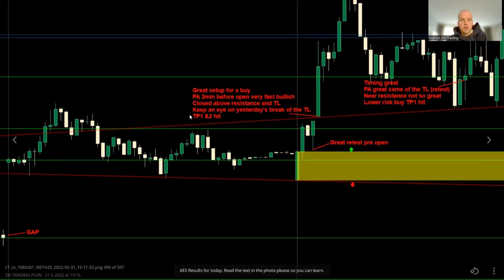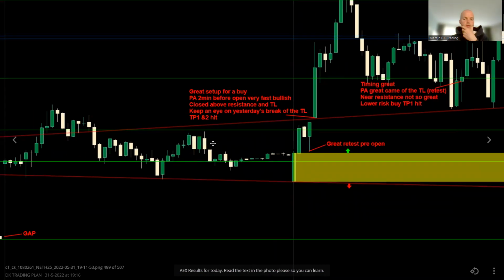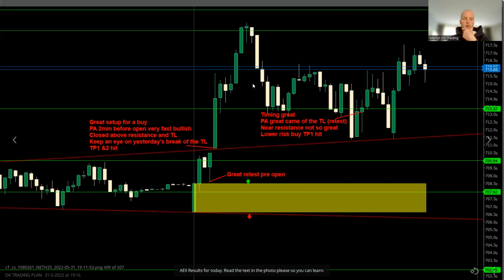Keep an eye on yesterday's break of the trend line because it's a hint. It's a hint that we will probably be trading higher. And of course, TP1 and 2 got hit. We smashed through the resistance, retest, and we got some resistance around our key level support again. And then we go towards the 330 candle. Timing is great. Price action came to the trend line to do a retest, right? Near resistance, so not so great.